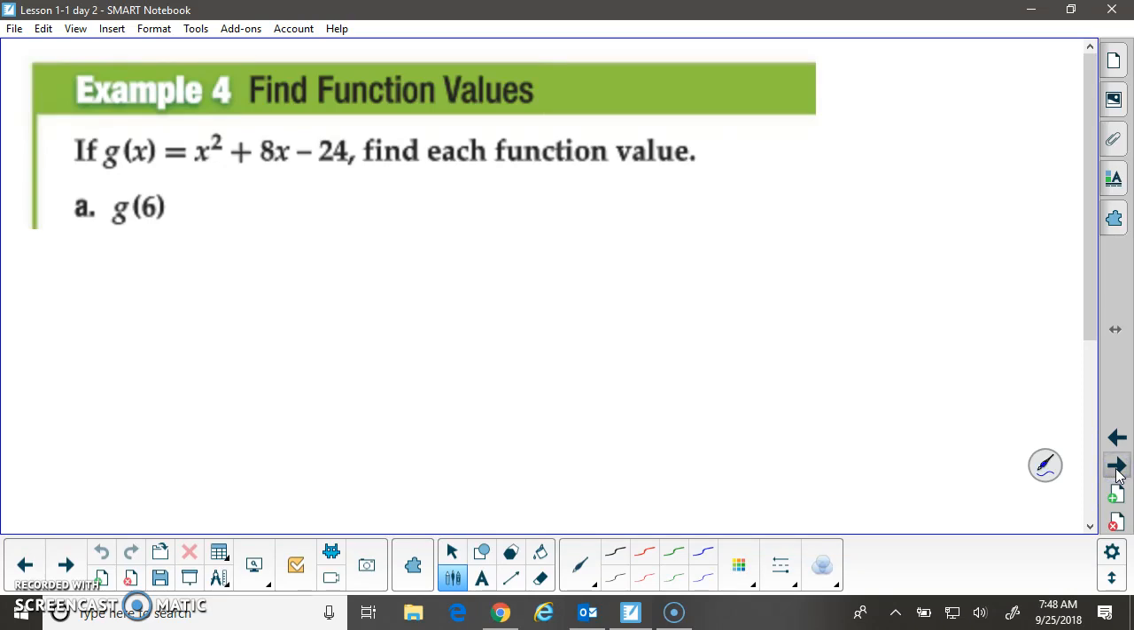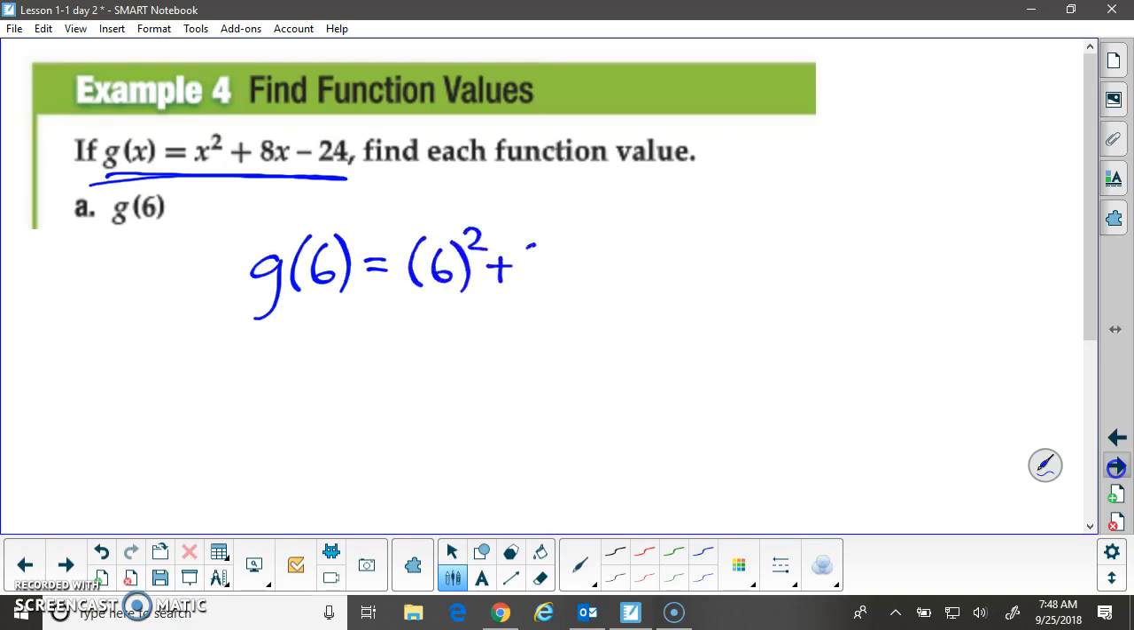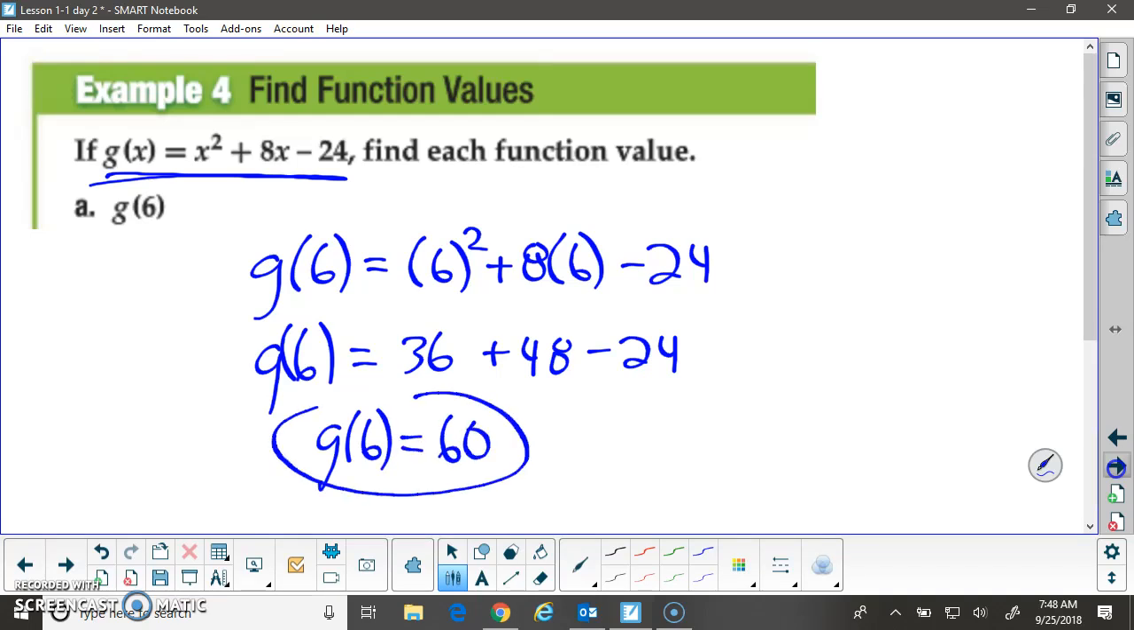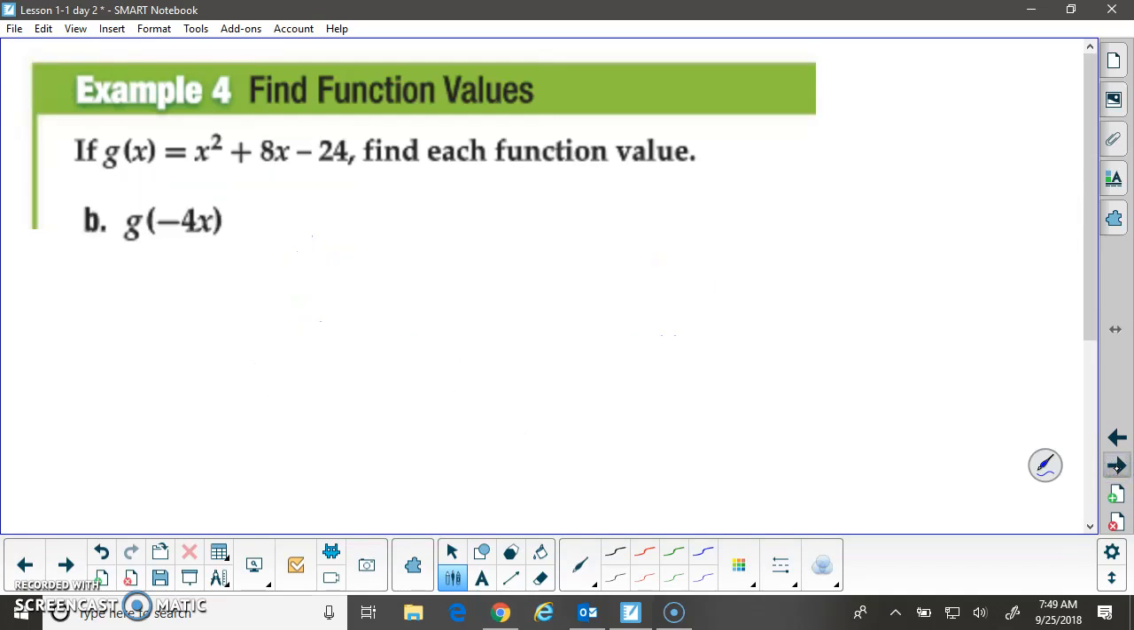So here is a function g of x equals x squared plus 8x minus 24. We just have to evaluate the function when you put 6 into that function. So when you put 6 into this function, then it's just a matter of calculating your output, which would give us 60 for an output. So if 6 is the input, 60 is the output. Pretty straightforward. You guys have been doing that for a while.